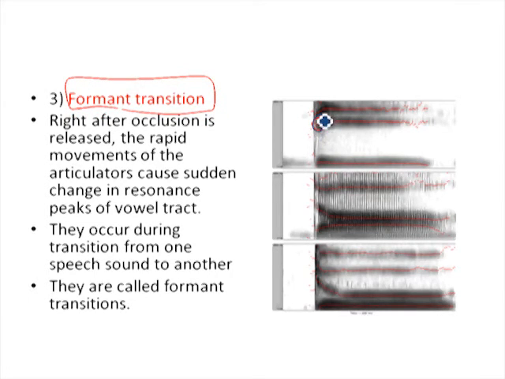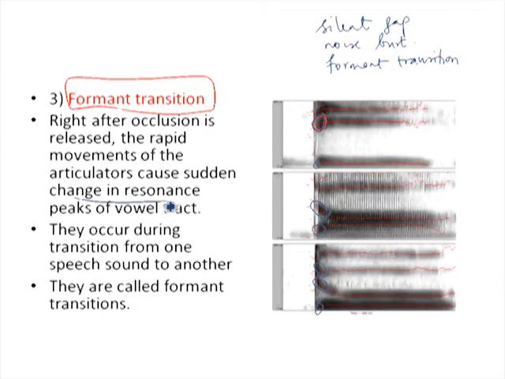So let me draw over these. This rise and fall that you see are going to be your formant transitions. So formant transitions happen when? Right after the occlusion is released. So you have silent gap during your hold, and then you have the noise burst when there is release. And right after it's released, you have the formant transition, because when it releases, it needs to move to another speech sound.